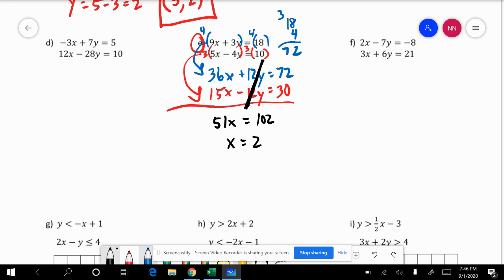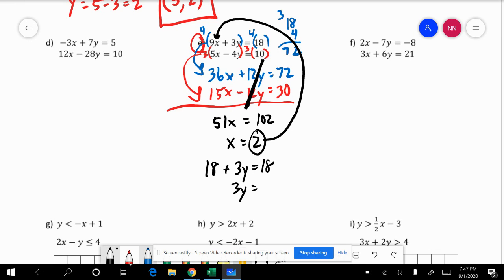Now I have to plug it into one of the equations. I actually have 4 to choose from. I want to pick the easiest. In my opinion, it's going to be the first one again. But once again, you can pick any of them that you want. I'm going to plug it in there. 9 times 2 I know is 18. I'm going to subtract the 18, and I get y is equal to 0. So my ordered pair is 2, 0. Now, just like before, what I can do is plug it back in to see if it works. If I plug a 2 in there and a 0 in there, 5 times 2 is 10, minus 0 is 10. I know I got it correct.